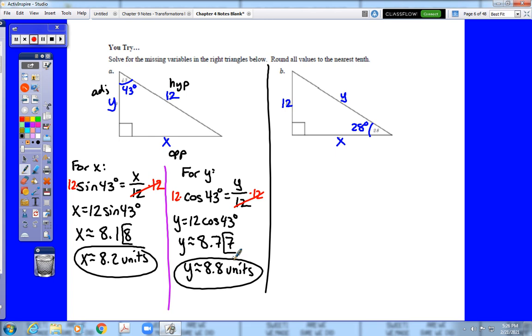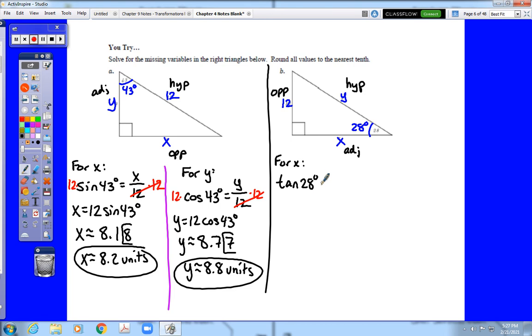Again, if you haven't done so already, pause the video and try the other one on your own so that you can make sure you get some practice that's not just me walking you through the problem. Okay, so on part B, if we want to find x, we first need to figure out what our sides are. In this case, we know the opposite side, and we're trying to find the adjacent and the hypotenuse. So for x, we would need to relate opposite to adjacent, which means we're dealing with the tangent of 28 degrees. Which is opposite over adjacent.